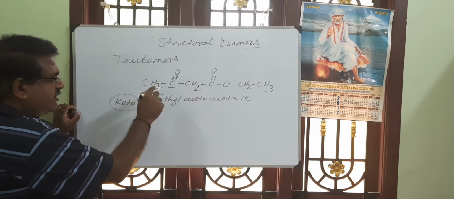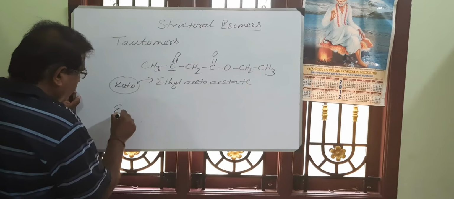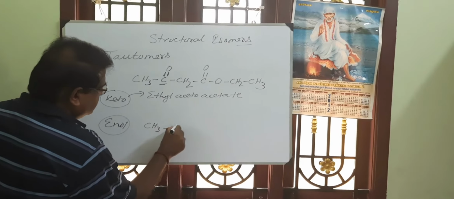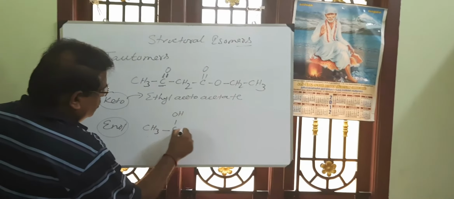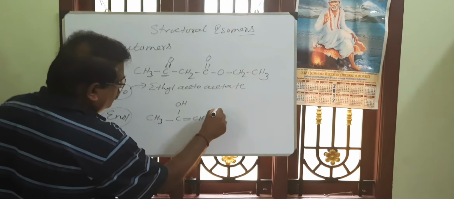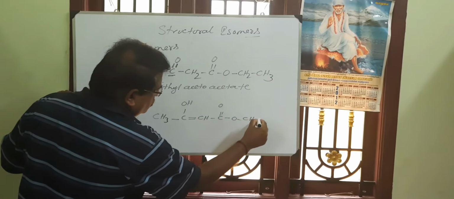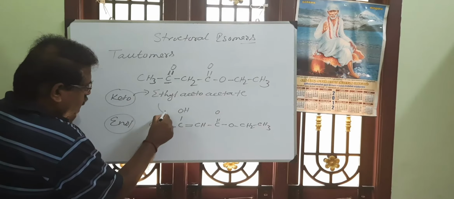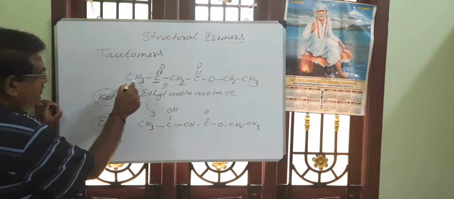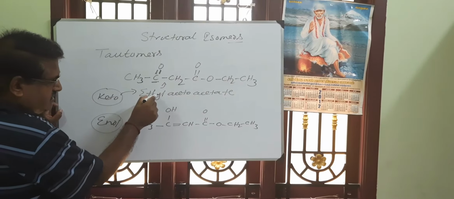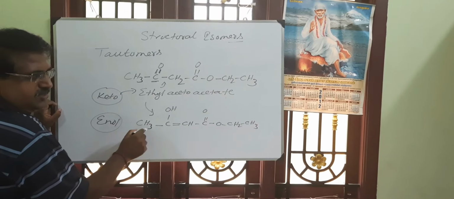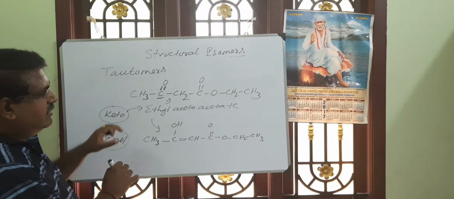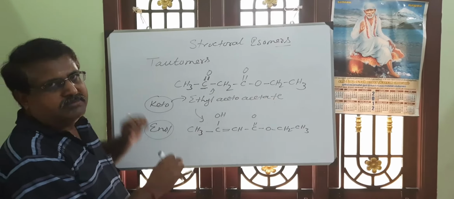The molecule will also have another chemical form which is called the enol form. The enol form structure I am going to write now: CH3COH=CHCOOCH2CH3. The name of the compound is ethyl acetoacetate. But the earlier compound is the keto form of ethyl acetoacetate, and this is the enol form of ethyl acetoacetate. These 2 forms are in dynamic equilibrium. This type of isomers can be called tautomers.